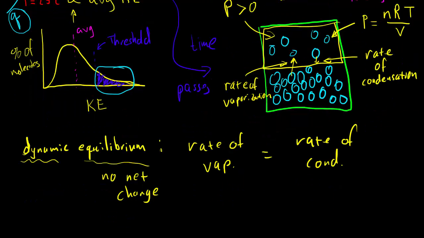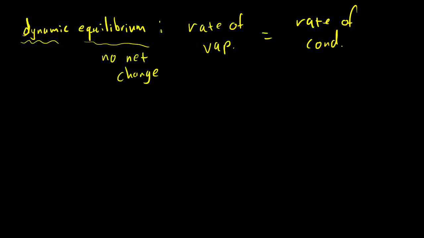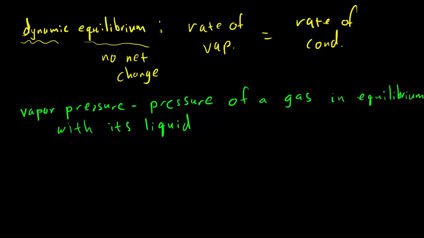So we call that the vapor pressure of the liquid. Let's write a little definition of that down here. So here's a definition. Vapor pressure is the pressure of a gas that is in equilibrium with its liquid. So what we've just pictured up there.